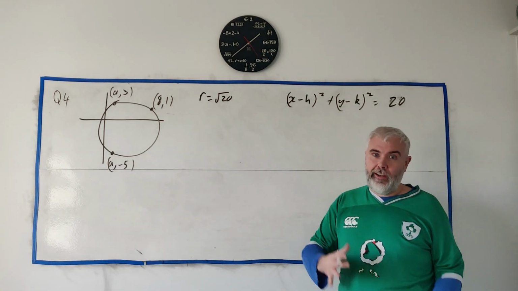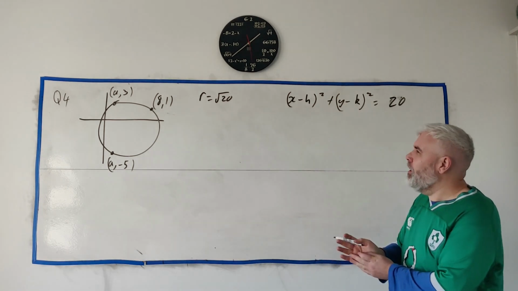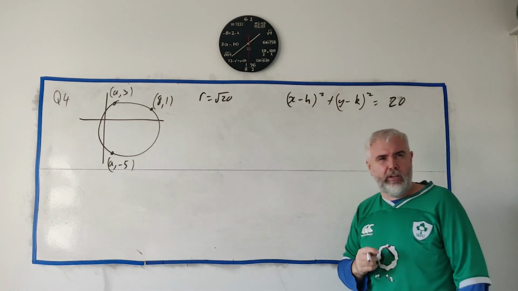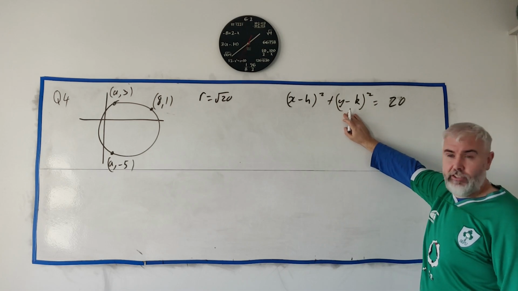It's just really annoying. It takes up a lot of the page. It's quite annoying, but will work. It'll work perfectly fine. You'll find what a is, you'll find what h is, you'll find what k is. Although remember, they never asked what a is. They just asked for the equation of the circle.